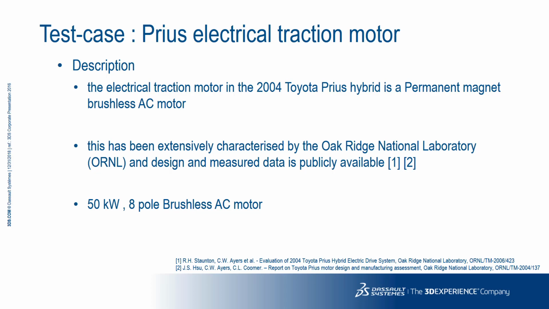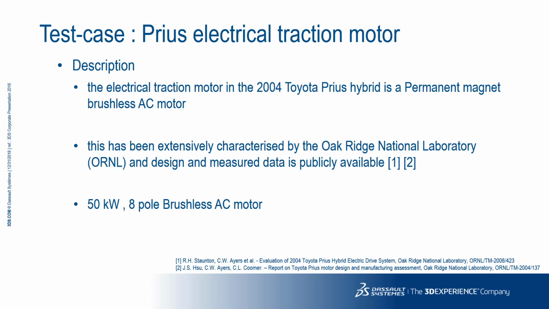As mentioned before, the model chosen for analysis in this webinar is the electrical traction motor of the 2004 Toyota Prius hybrid vehicle. The permanent magnet brushless motor has been extensively characterized by the Oak Ridge National Laboratory in the US, and the complete set of design and performance data is publicly available.